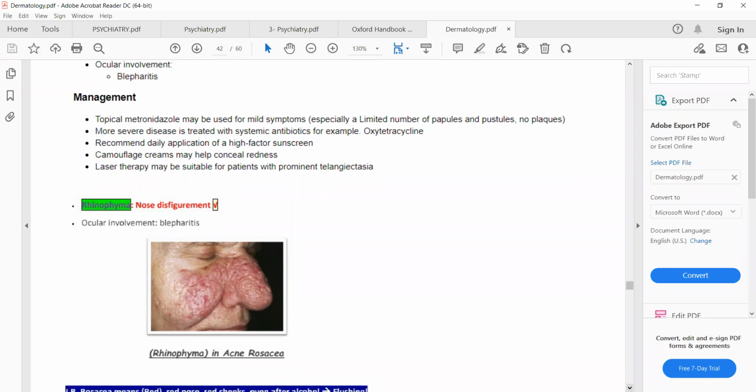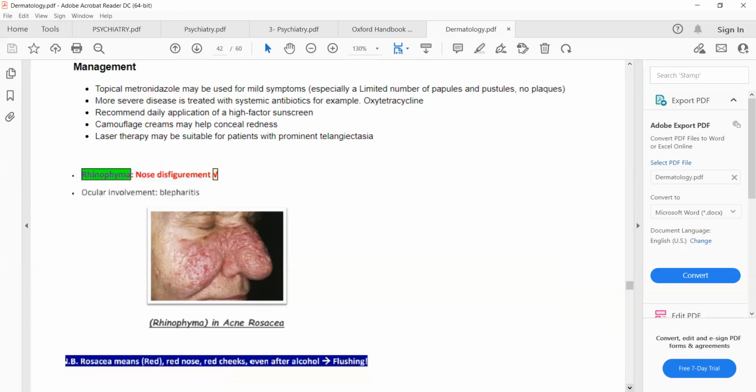Laser therapy may be suitable for patients with prominent telangiectasia. So telangiectasia is also a common feature of Acne Rosacea. If telangiectasia is present and it is prominent, then laser therapy may be a treatment option as well. So topical metronidazole for mild symptoms, and if severe disease, oxytetracycline, and if telangiectasia is present, then laser therapy is the treatment of choice for Acne Rosacea.